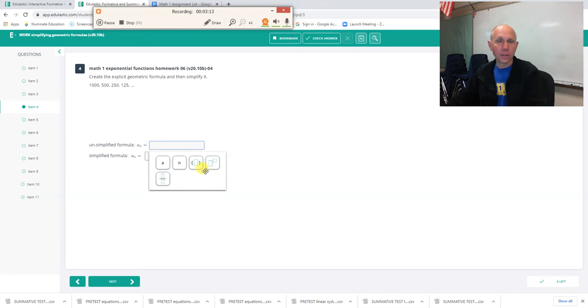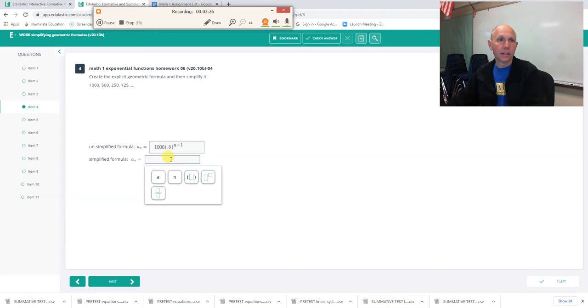Value of the first term is 1000. The ratio here is 1/2 or 0.5, raised to the n minus 1. Simplified, so I take it back. It was 125, 250, 500, 1000. That takes it to 2000. Same ratio. This time I'll put it in as a fraction though, raised to the n.